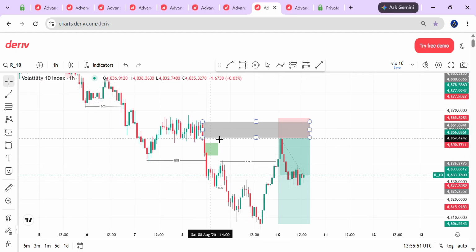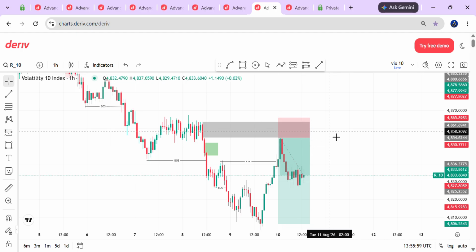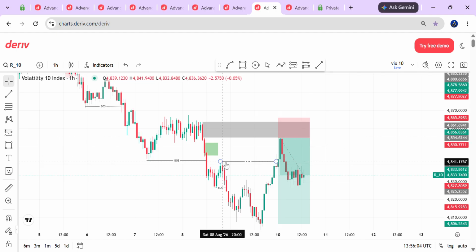What did I look for? The last candle before the impossible move. So now this is the last candle before the impossible move. I now mark that candle. After marking that candle, what else do I look for? I look for my liquidity. And this is my liquidity.